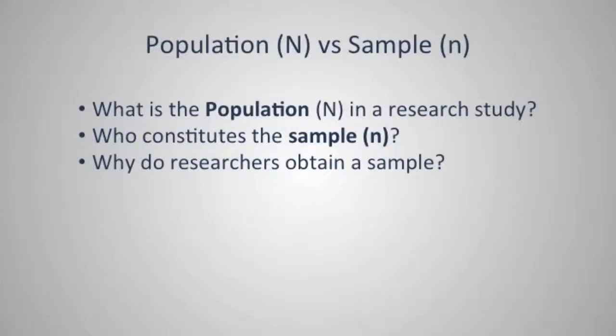So population is the total number of individuals of interest in your study. It could be people, something else, number of atoms, etc. What constitutes the sample? Well, we take a subset of the population. We need a sample instead of accessing the entire population because really it's kind of unrealistic. You can't really get the entire population.